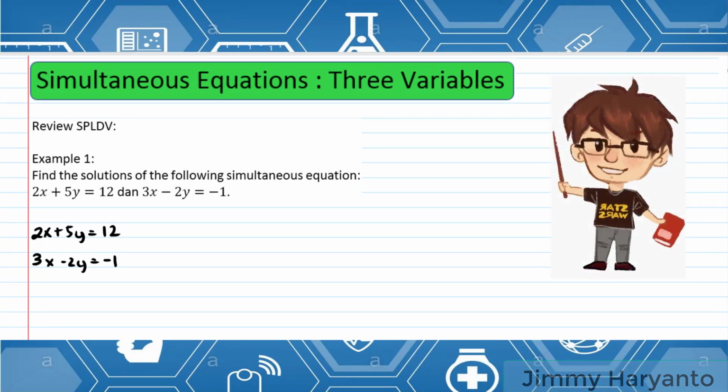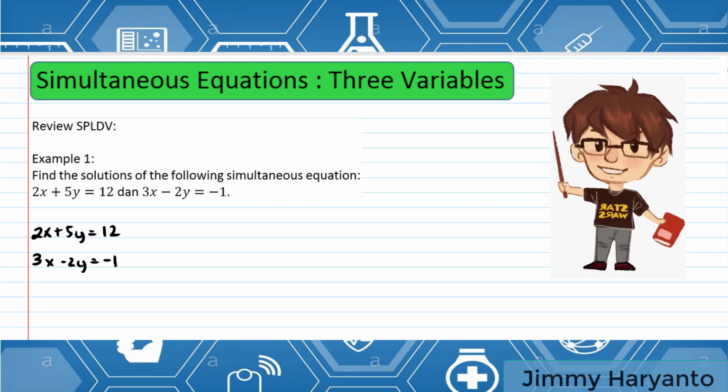Okay guys, we will go to the next chapter. It is called simultaneous equations, 3 variables. In junior high school, you already learned about simultaneous equations, 2 variables. Two variables means you are dealing with x and y, a and b, p and q. But now it's 3 variables. You will be dealing with x, y, z, p, q, r, a, b, c, and so on.